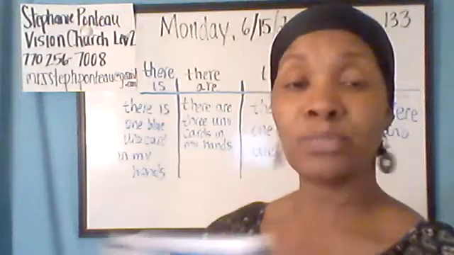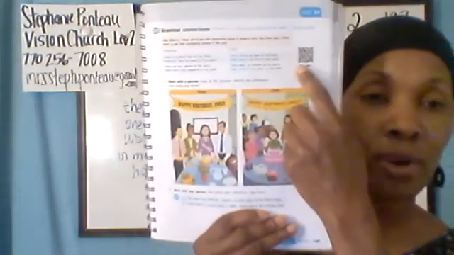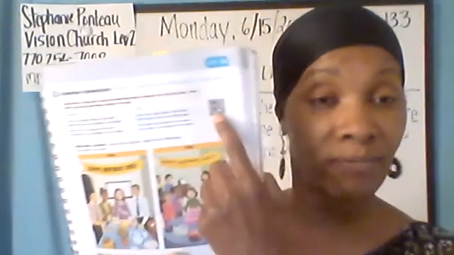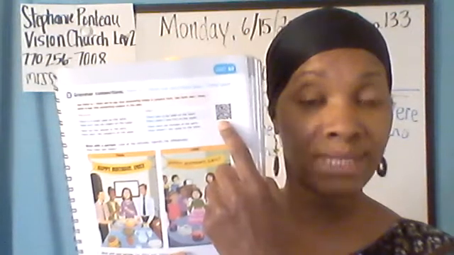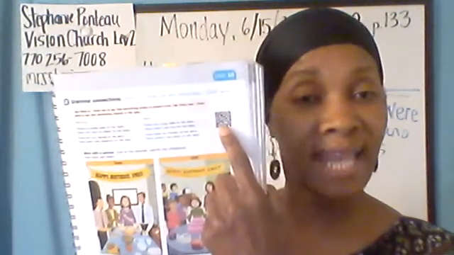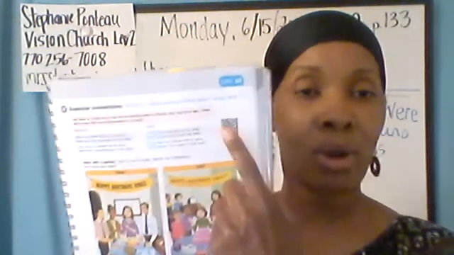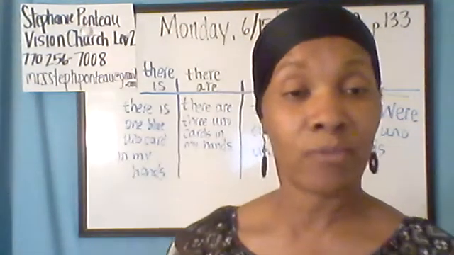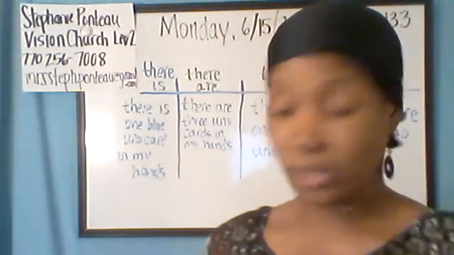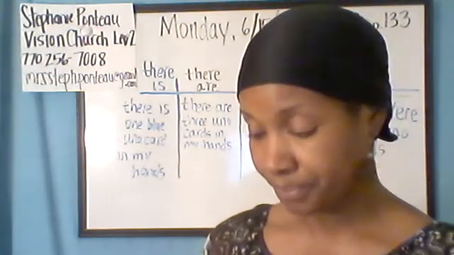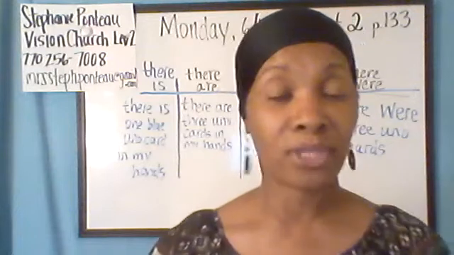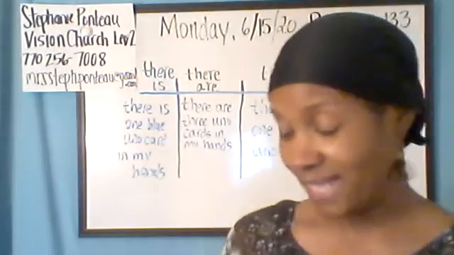All right, so on page 133, there is a QR code here for an animated grammar chart. I want you to pause the video and use the QR scanner on your phone and go ahead and scan and watch that. Those animated videos of the grammar are always, I find them to be very helpful, and I think you will too. So pause the video and go ahead and watch that. All right, now that you have watched the animated grammar chart, let's go on with the lesson, okay?